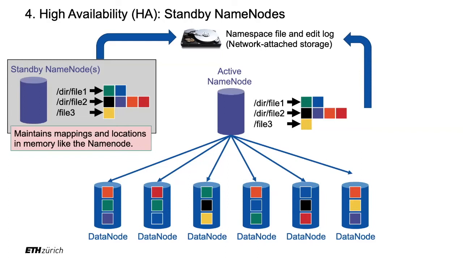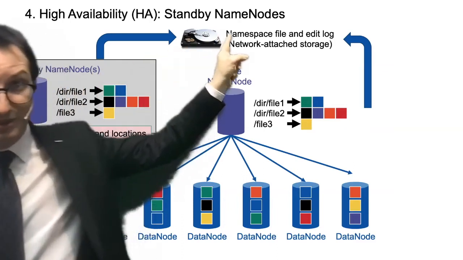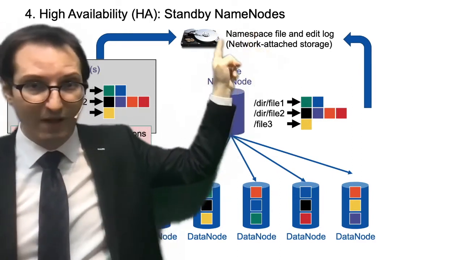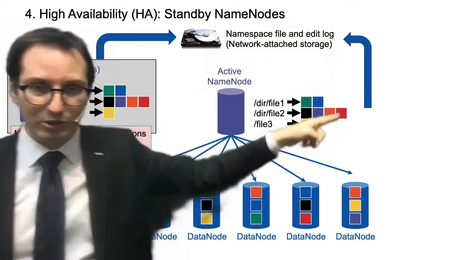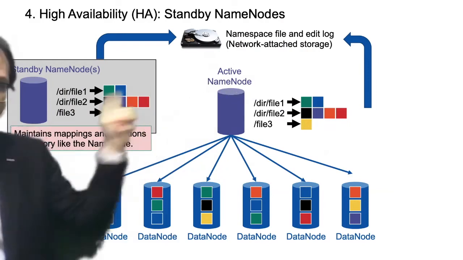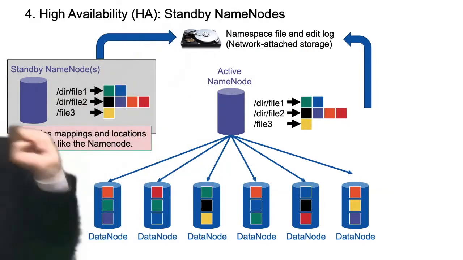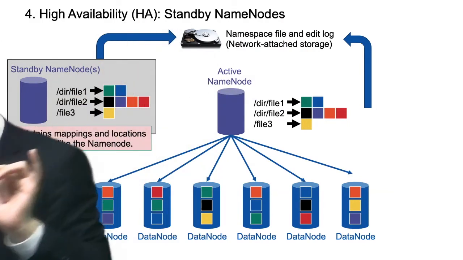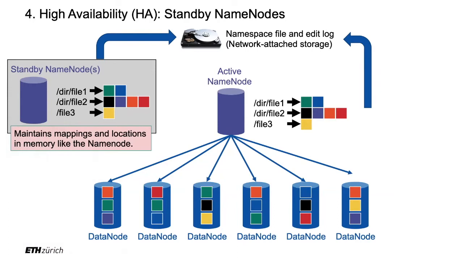What happens is that these standby name nodes are connected to the same network attached drive that I told you about, where we have the namespace file stored in there. Again, that's not HDFS, that's really a network attached storage. So you have the namespace file and edit log. So both the active name node and the standby name nodes have access to it.